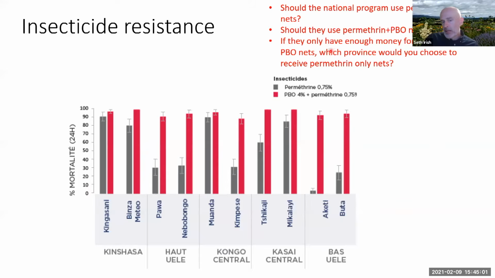So for example, for that last question, where would you target to get the biggest amount of benefit for your cost? You might look for areas that have low mortality with permethrin alone, but high mortality when you add PBO. So for example, in Otuele, you have low mortality in both sites with permethrin alone, and high mortality with permethrin and PBO. So this might be a good place to use your PBO nets. That's a way that this surveillance activity can help inform your vector control decisions.